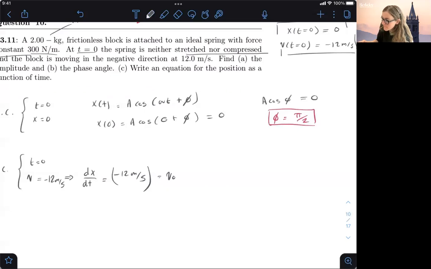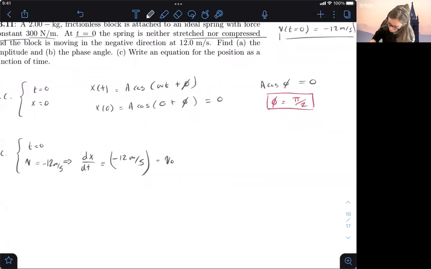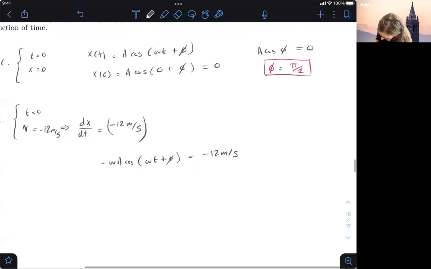All right, so if I want to find my v naught, my velocity here, all I really need to do is take the derivative of x of t. The derivative of x of t is going to give me negative omega A cosine of omega t plus phi, and that's going to be equal to negative 12 meters per second. Cool. So what I can do here is, I have omega A cosine of omega t plus pi over 2 is equal to 12.